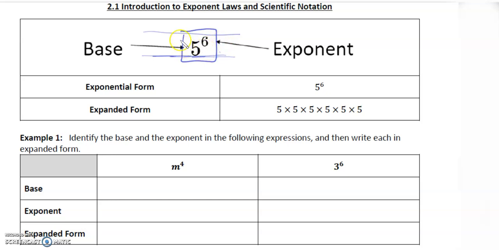So if we have an example like this, 5 to the exponent 6, this is written in exponential form. This is called exponential form. And how we expand it, for expanded form, is we would take that base and multiply it by itself 6 times. 5 to the exponent 6 means multiply 5 by itself 6 times.